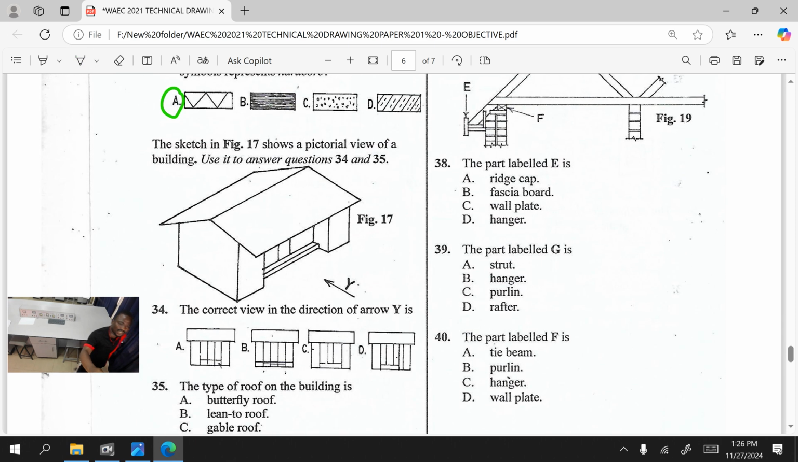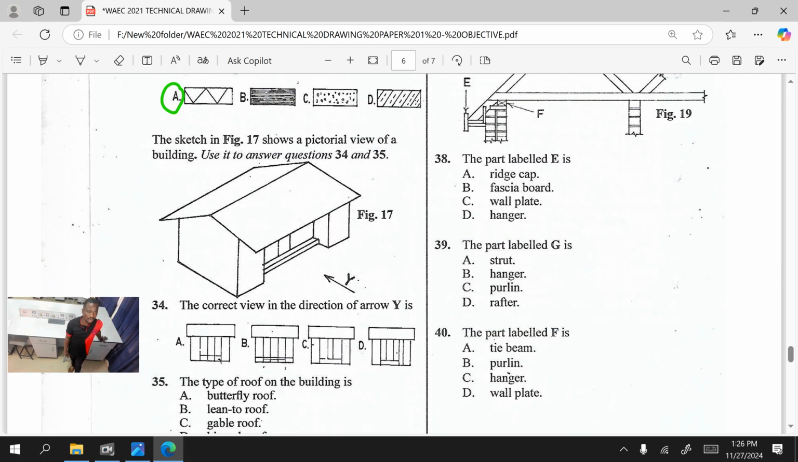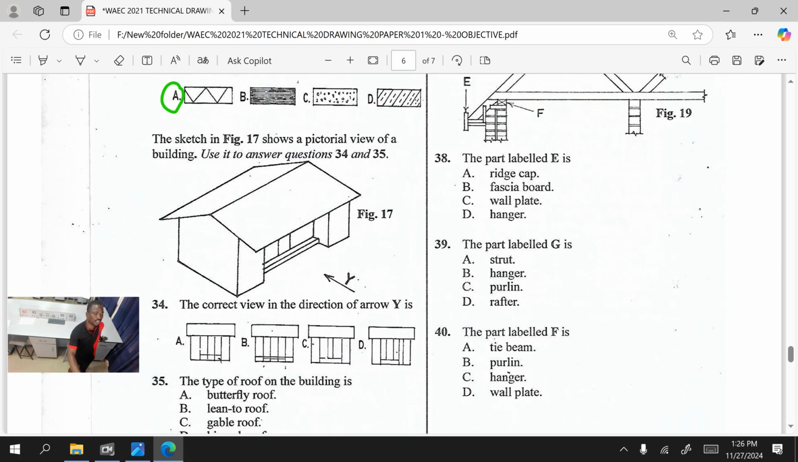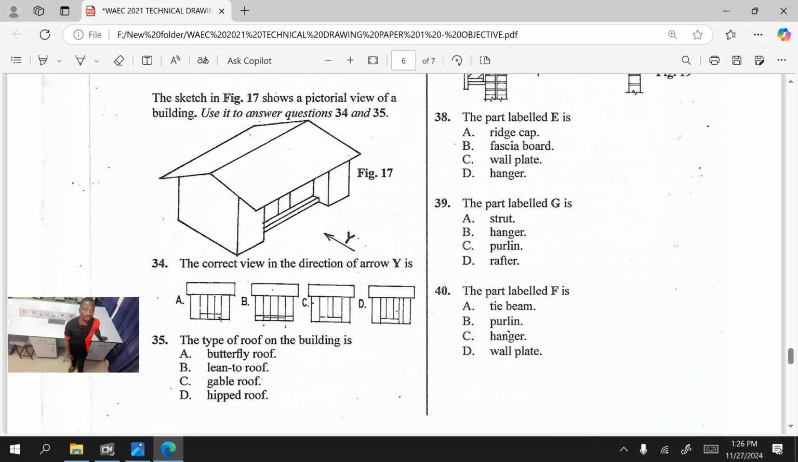34. The sketch in figure 17 shows a pictorial view of a building. Use it to answer questions 34 and 35. So the correct view in the direction of arrow Y is okay. When we are looking at this building from this arrow here, what are we going to see?